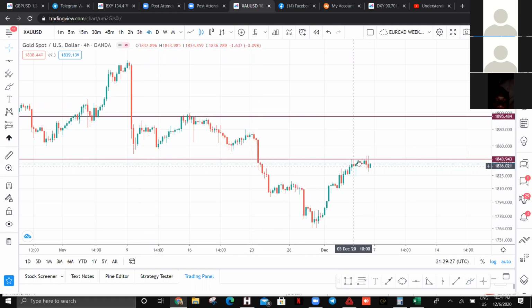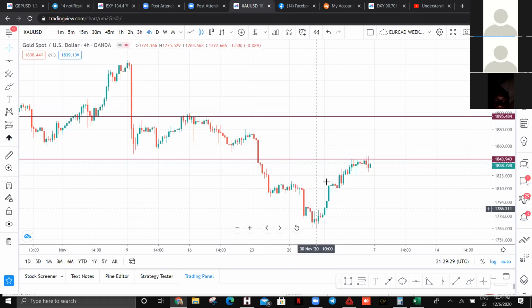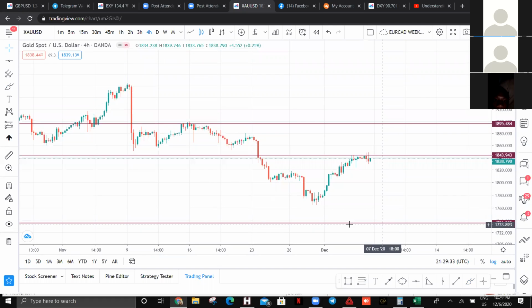It comes back to retest this. Even if it closes above your stop loss, because you're expecting it to go to the next level, which is 17, it didn't, it hit your stop loss. It's still within your zone, underneath your zone. I'm expecting price to still drop. Until price closes above 1843, this area, I'm not expecting a buy. When it closes, then I know that price is going to 1895.